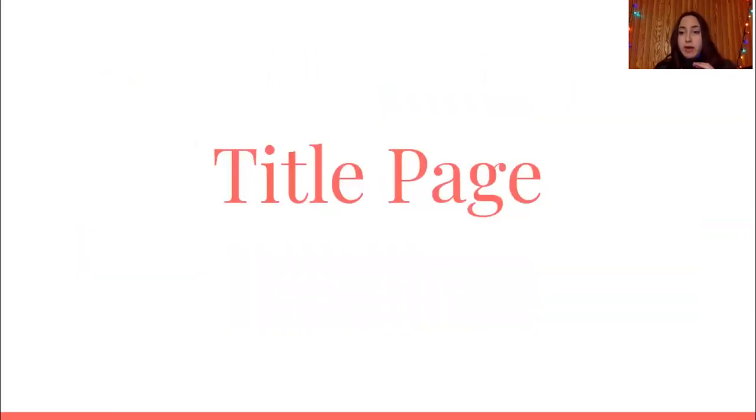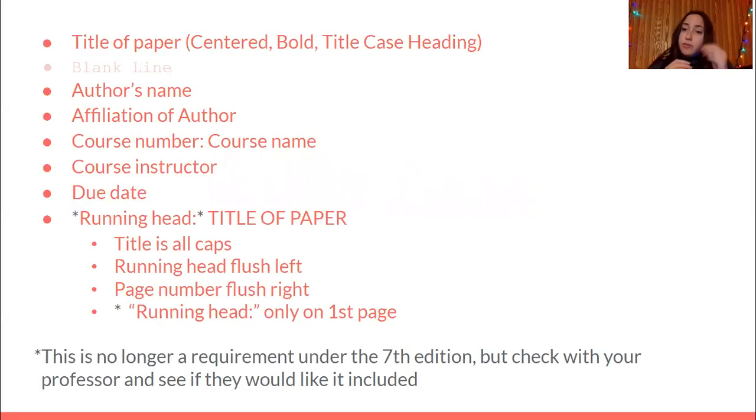Okay, starting with the title page, we're going to get into some changes now. The title page is probably what looks the most different from 6th edition to 7th edition, and I'm going to tell you what's changed, what should be on it, and then I'm going to give you an example on the next slide. But first of all, what even goes on the title page? First, the title should be at the top. It should be a centered, bold, title case heading. So words that are longer than 3 letters should be capitalized, depending on the length of your paper.